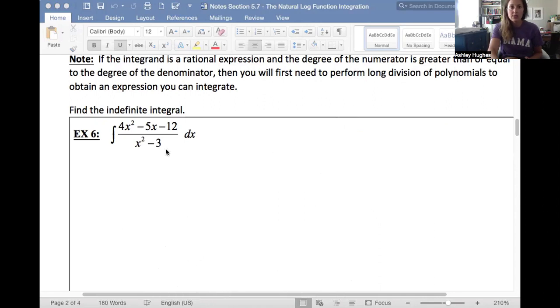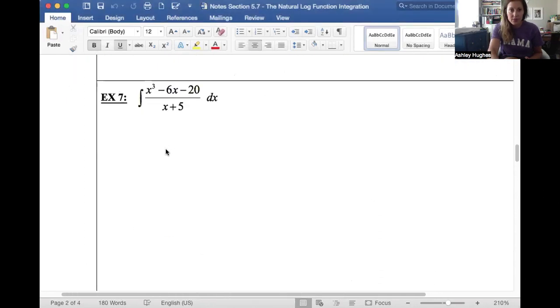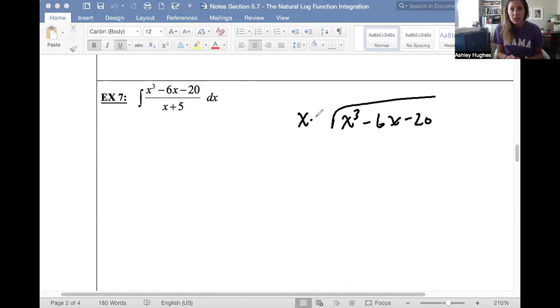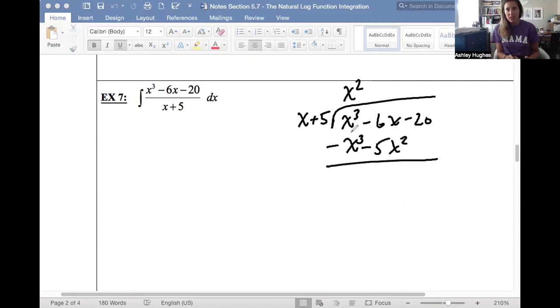So let's try the next one. If I integrate this one, I need to divide first. X times what is x cubed? X squared. X times x squared is x cubed. 5 times x squared is 5x squared. Switch both signs, so negative, negative. So now I have negative 5x squared minus 6x minus 20.